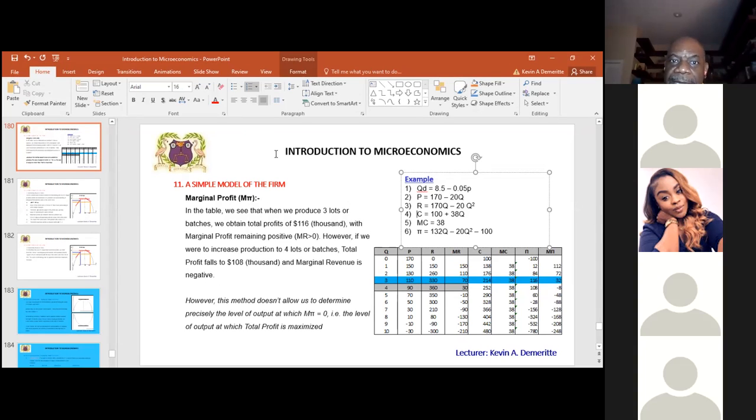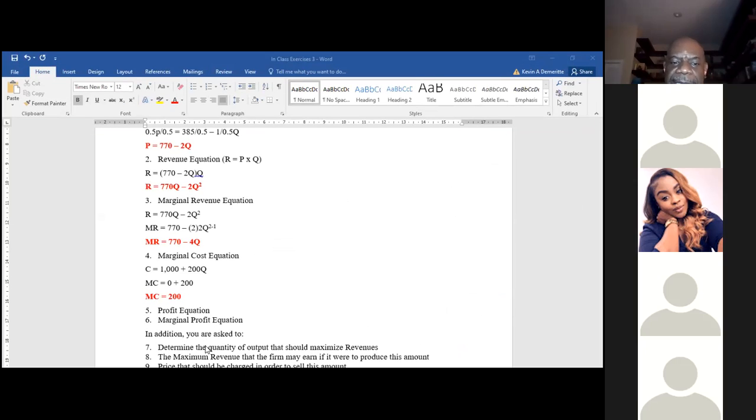Okay, so then let's go back to our exercise. So we have a marginal cost equal to 200, because rule number one says if you have a number all by itself, a constant, the slope of that function as it relates to that constant is 0. When you have a function with a number in front of a variable, the slope is just that number.